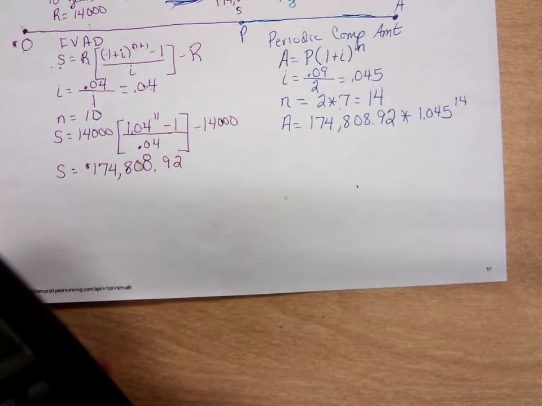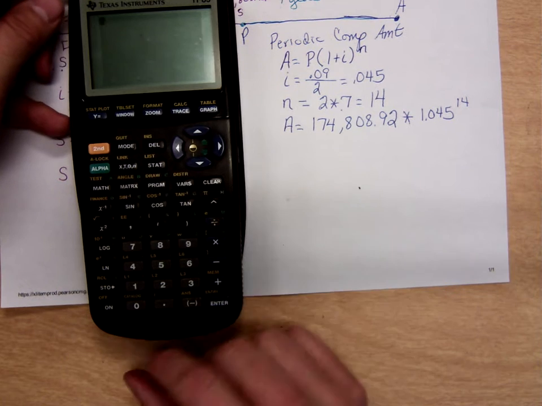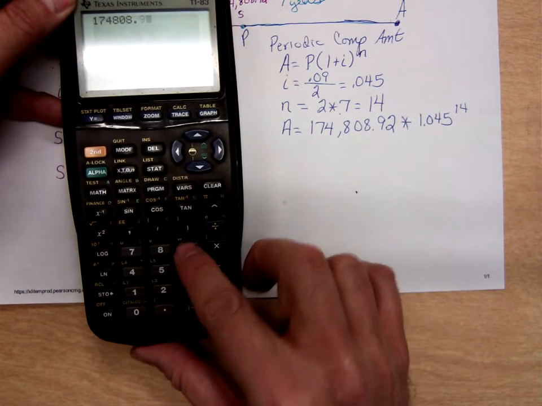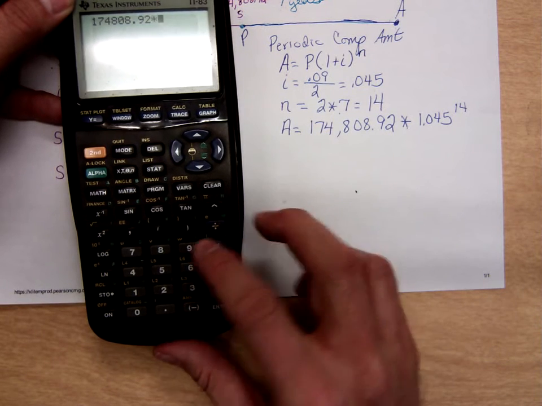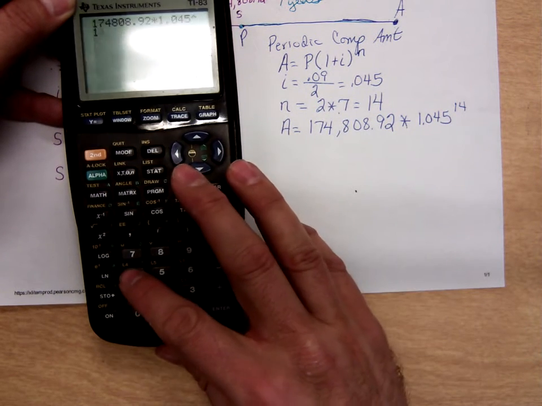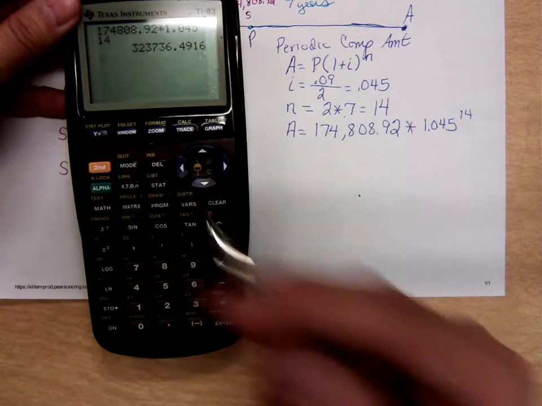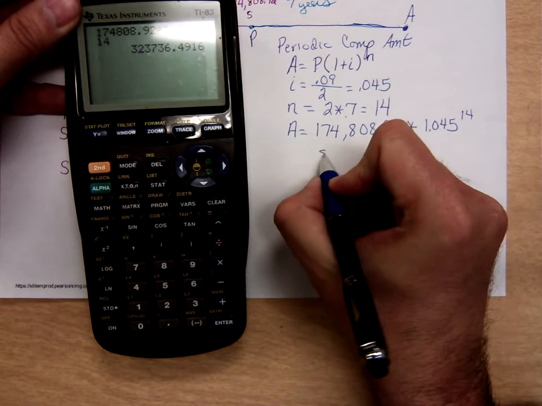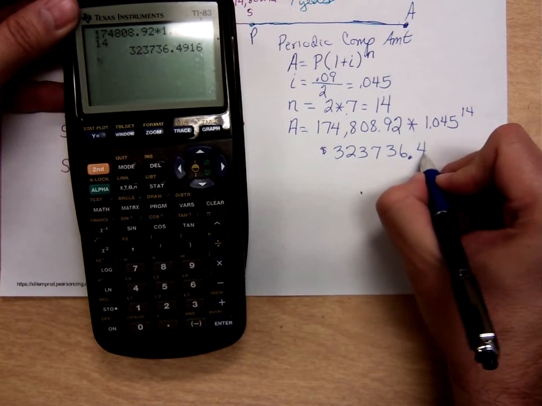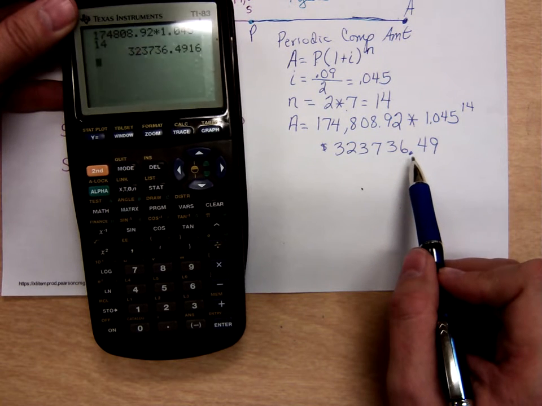Okay, so let me clear this out. $174,808.92 times 1.045 raised to the 14th power. This person has a nice little amount. Y'all see that? $323,736 and what would y'all call that? 49 cents? $323,736 and 49 cents.